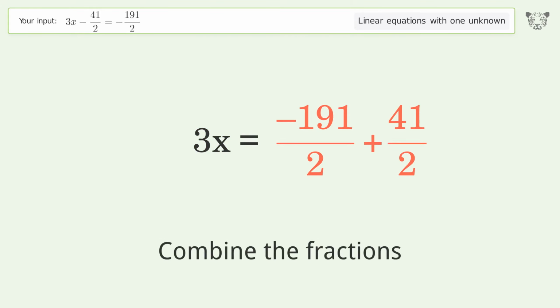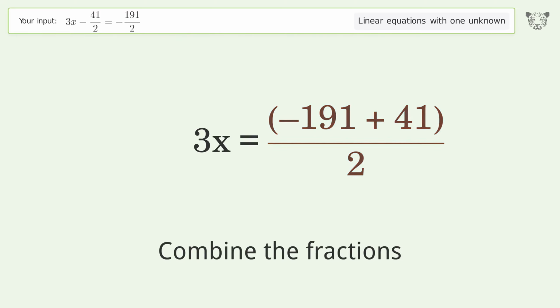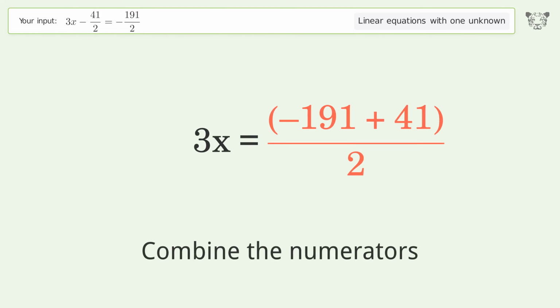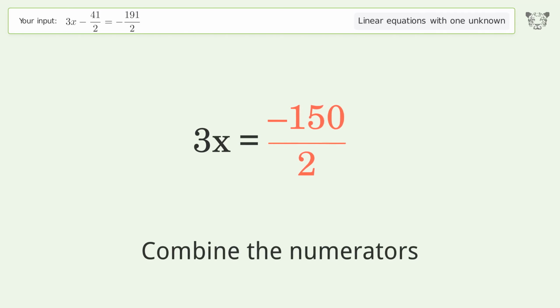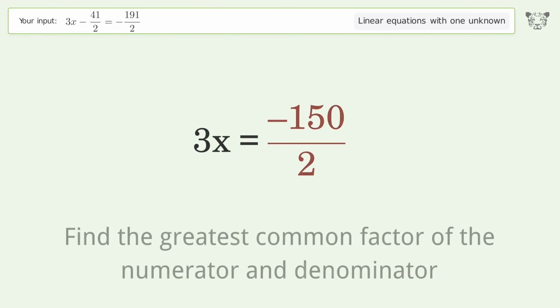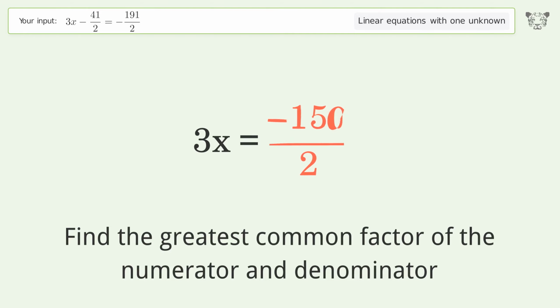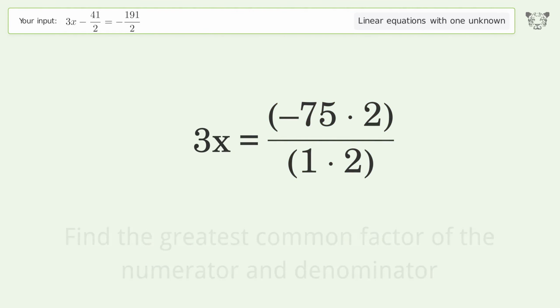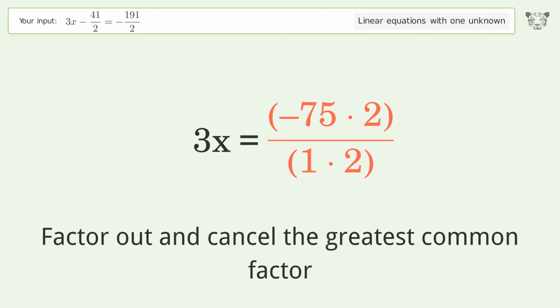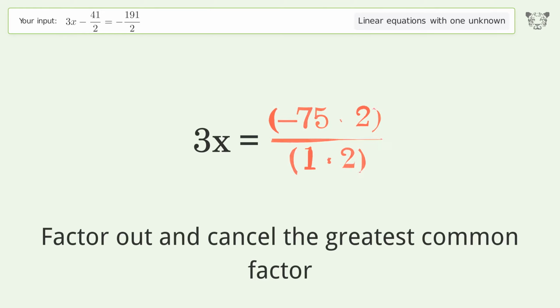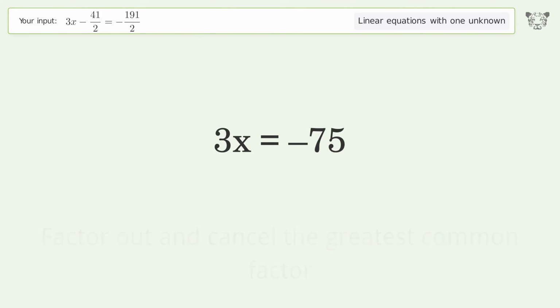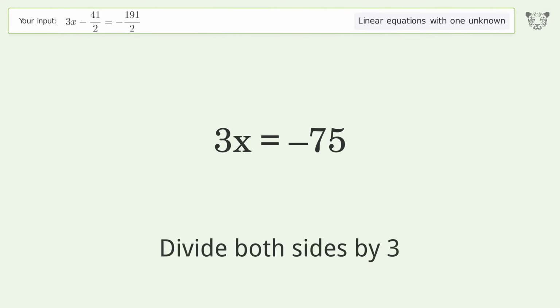Combine the fractions. Combine the numerators. Find the greatest common factor of the numerator and denominator. Factor out and cancel the greatest common factor. Isolate the x. Divide both sides by 3.